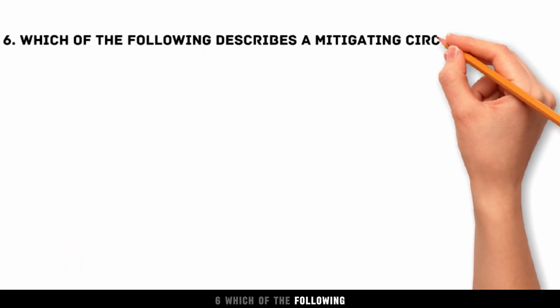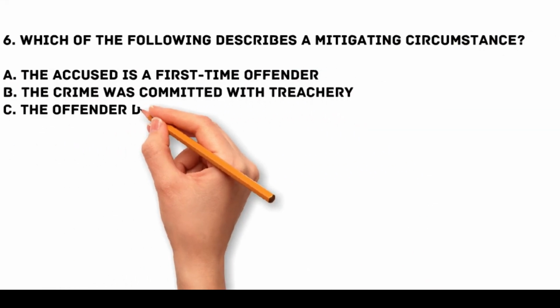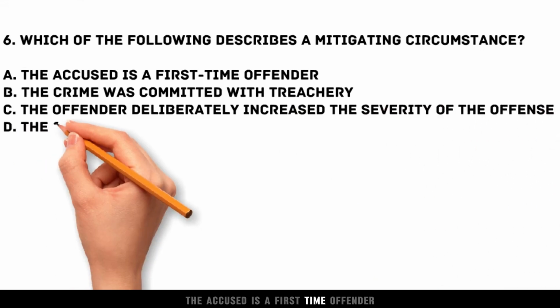6. Which of the following describes a mitigating circumstance? A. The accused is a first-time offender. B. The crime was committed with treachery. C. The offender deliberately increased the severity of the offense. D. The crime was committed out of pure evil intent.